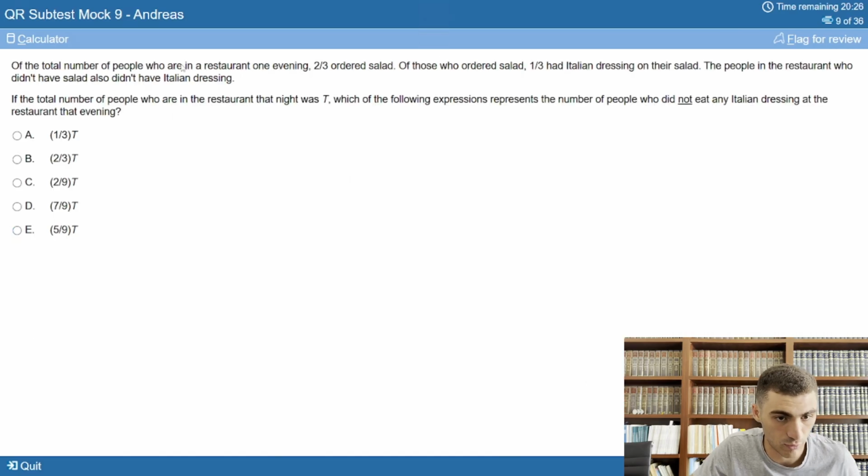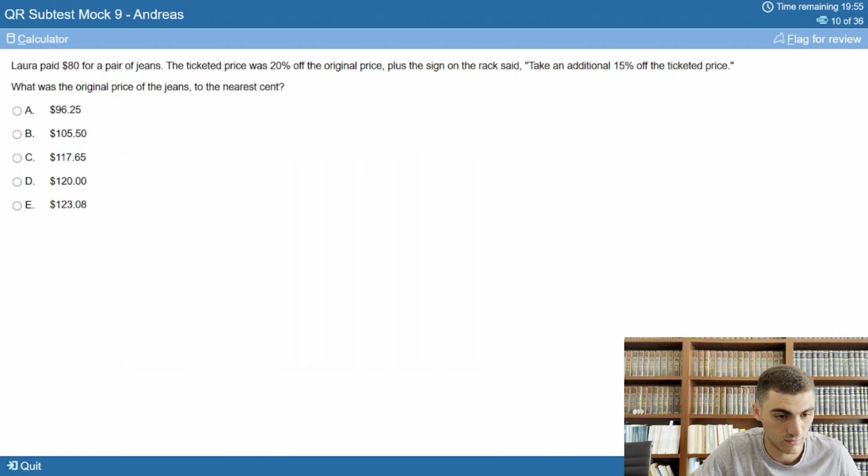Okay, of the total number of people who are in the restaurant, some ordered salad. Of those who ordered salad, one third had Italian dressing on the salad. People in the restaurant who didn't have salad also didn't have Italian dressing. So let's find the ones that had Italian dressing, so it's 2/3 times 1/3, so it's 2/9. So subtract this from 1, you get 7/9 times t, so it's 7/9 t's.